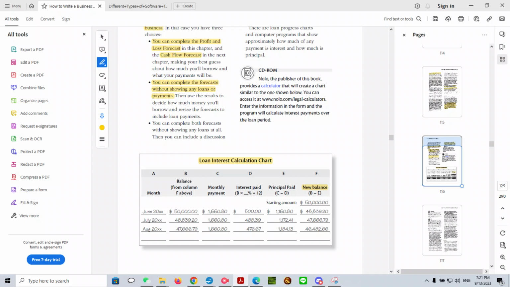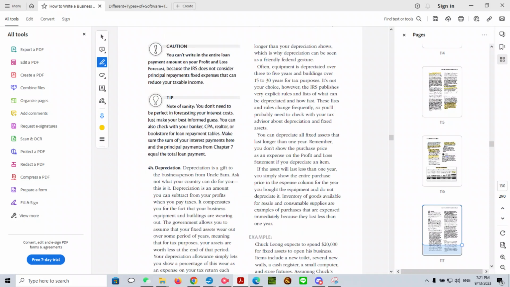See, because that's what you have left over. It's just like if you balance a check. You put the amount you put in and subtract the amount you take out. How much did you put in? $50,000. How much did you take out? The monthly payment. You took out the interest paid, and you took out the principal paid. Boom. Now you have a total amount left over. That's the new balance. That's the money left over.